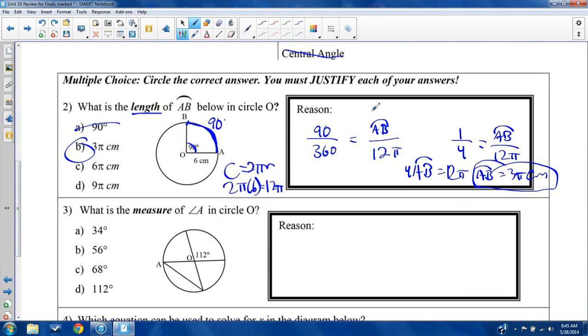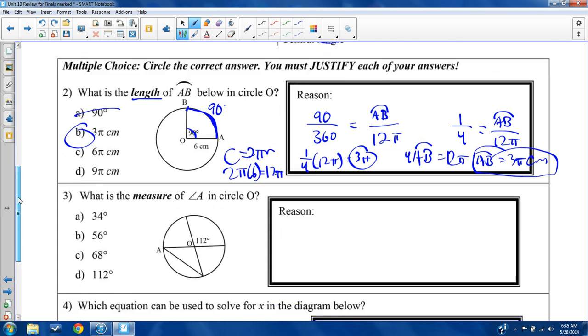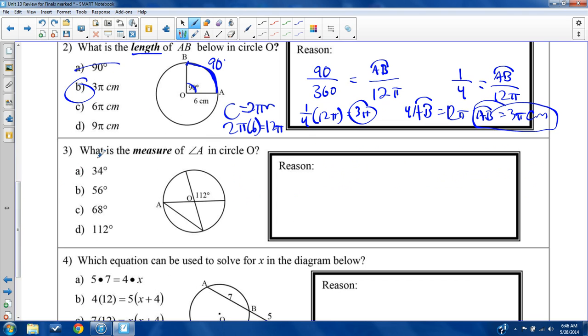So let me put it this way. 90 degrees is a quarter of 360. So I want to look for the measure of this that's a quarter of 12 pi. So what is a quarter of 12 pi? Well, 1/4 of 12 pi is 3 pi. Sometimes you can look at it that easily because of how you say this number, but sometimes it's like 87 over 360, and you're like, 87 360ths of 12 pi. And at that point, you just cross multiply and do what you need to. Okay, but that is length.